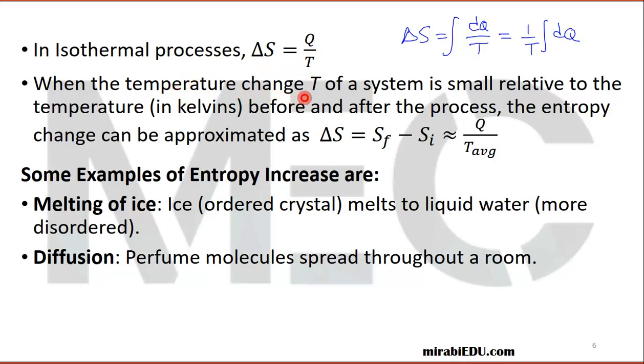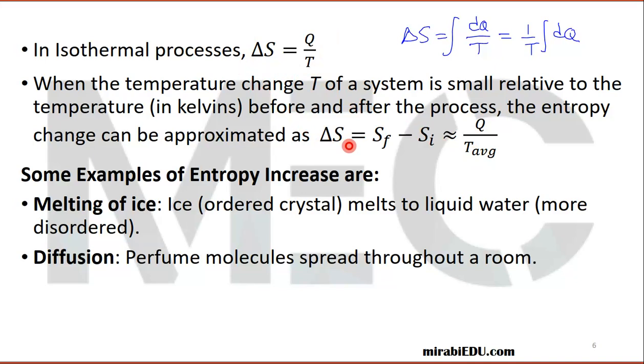When the temperature change of a system is small relative to the temperature in Kelvin before and after the process, the entropy change can be approximated as S final minus S initial is roughly Q over T average. So this time temperature is not constant here, but the change is very small.